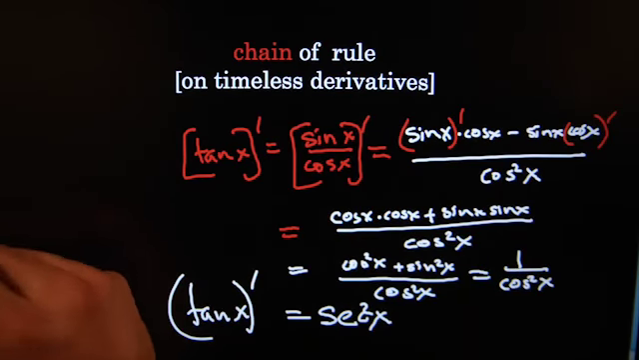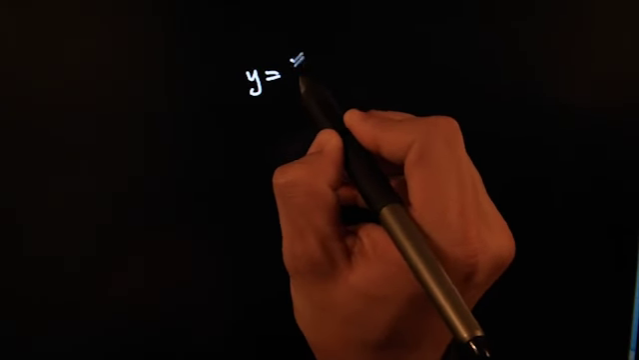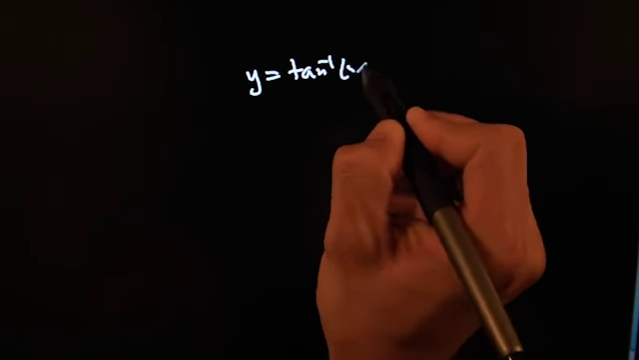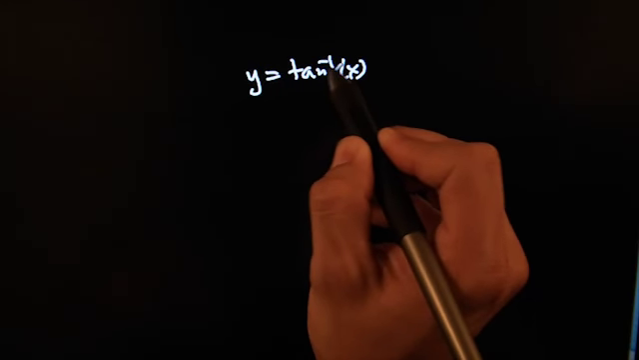Some of you fearless souls, people with big souls, stick around. Let's do the arctangent. y is equal to tan inverse of x, where here I mean the compositional inverse.